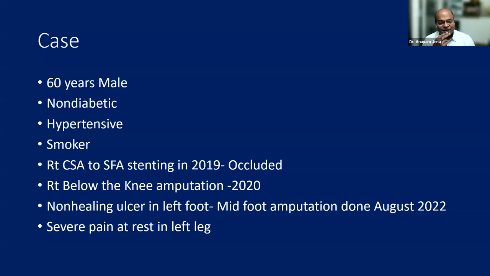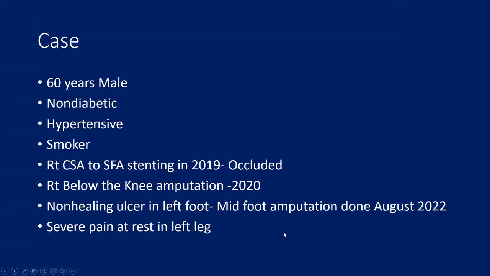So this is again a very interesting case. This is a 60-year-old male, non-diabetic, hypertensive, smoker. The patient had a common femoral artery and SFA stent done in 2019, which was occluded after 6 months. Then the patient had a right below knee amputation, done in 2020, and now presented with a non-healing ulcer in the left foot. Already the patient had a midfoot amputation done in August, but the problem was the patient was having severe pain at rest.